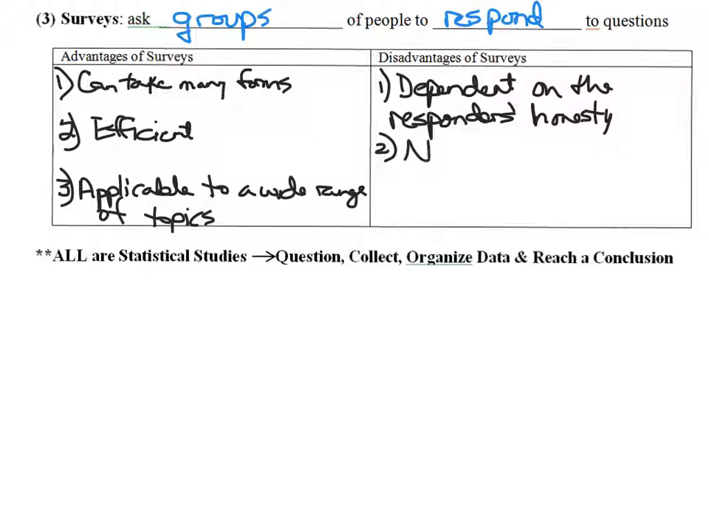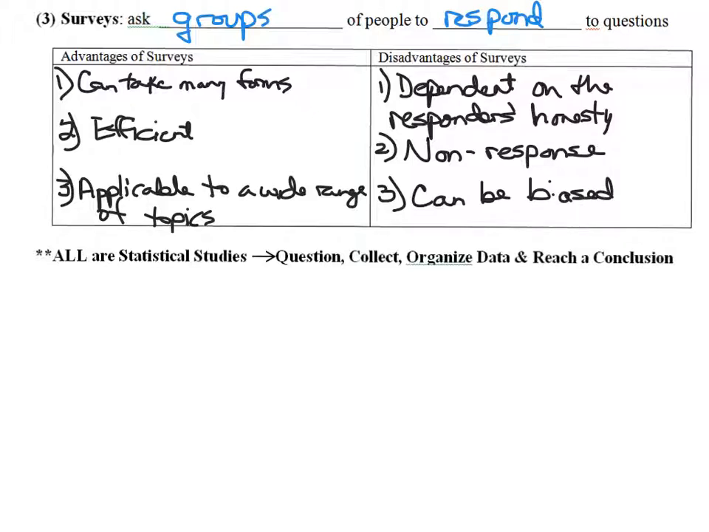Secondly, sometimes it can be flawed by non-response. So if not enough people have answered your survey, then you're not going to have enough data to analyze. And thirdly, a survey can possibly be biased. We're going to talk about that word biased in a few minutes.